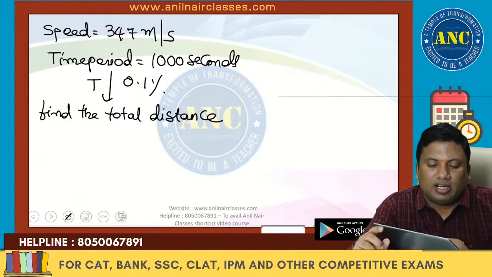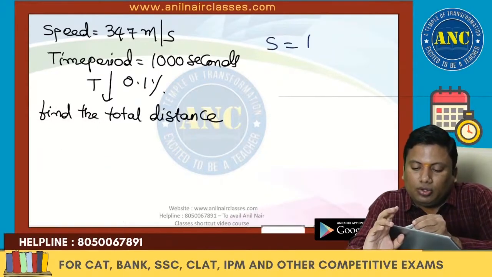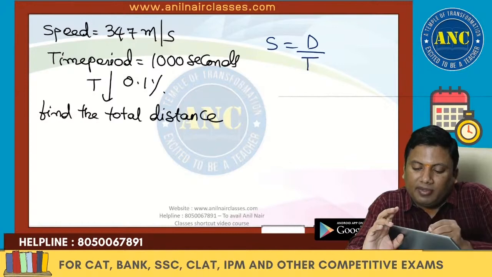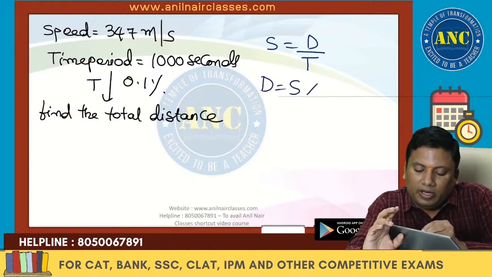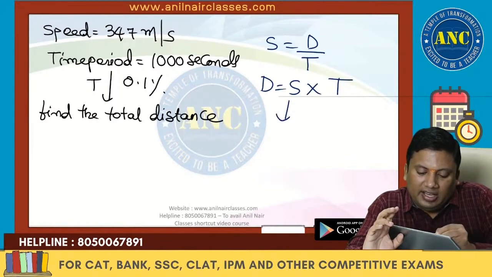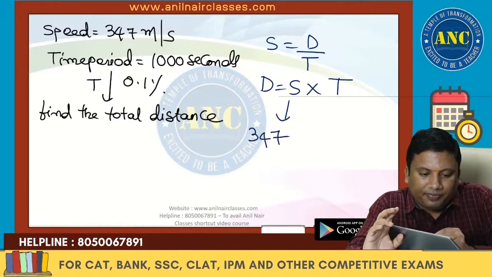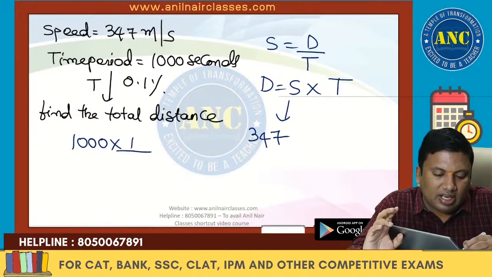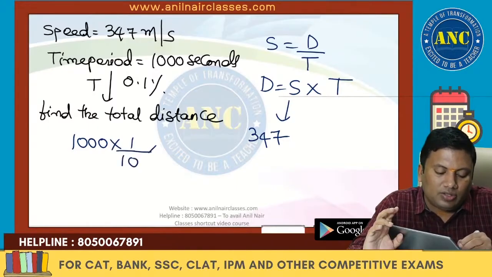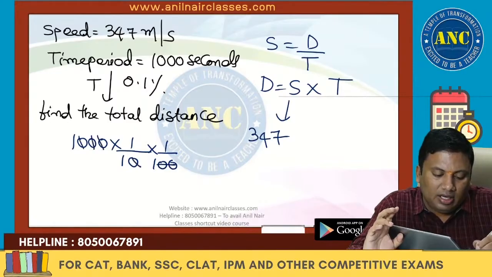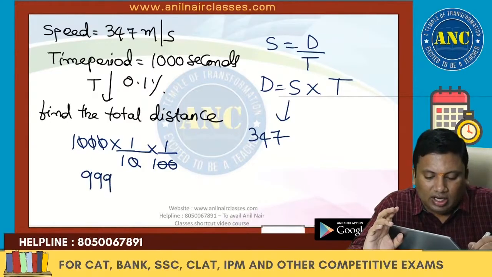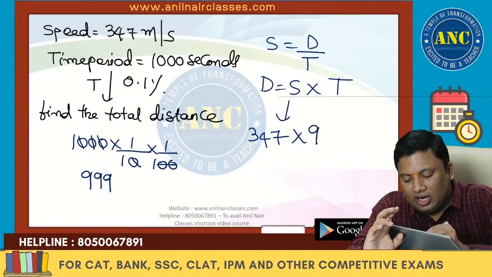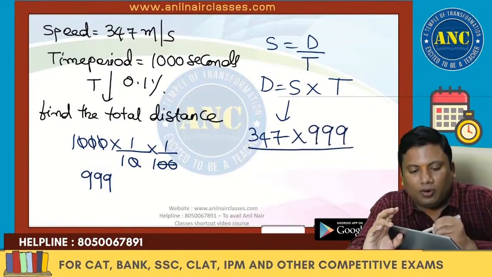Speed is distance by time, so distance is speed into time. Speed is 347. Time period is 1000. It is decreased by 0.1 percentage. 0.1 percent is 1 by 1000, so 1000 becomes 999. Now the time period is 999. Now you know how to solve.